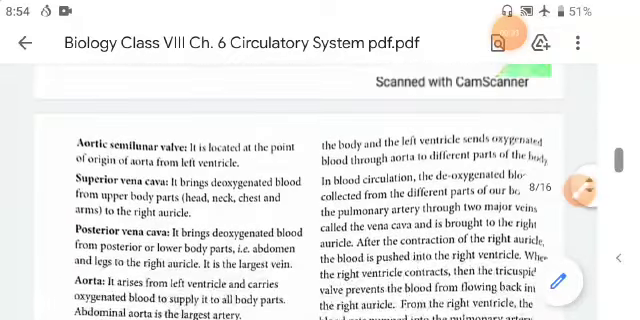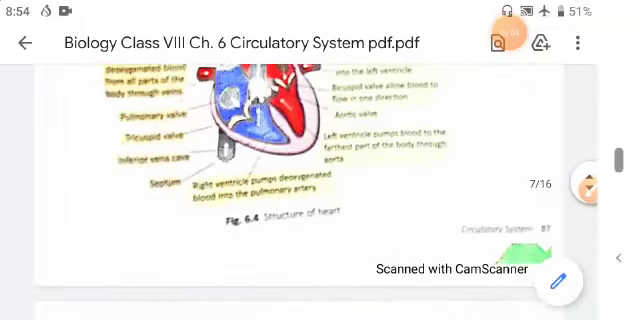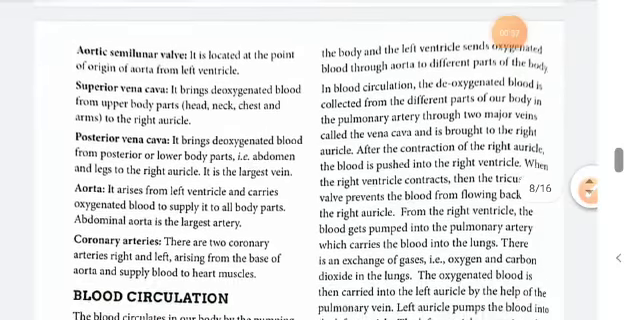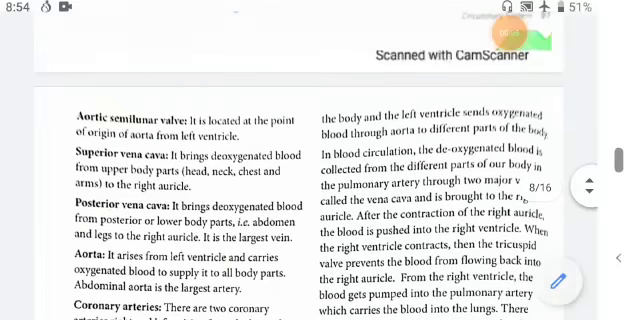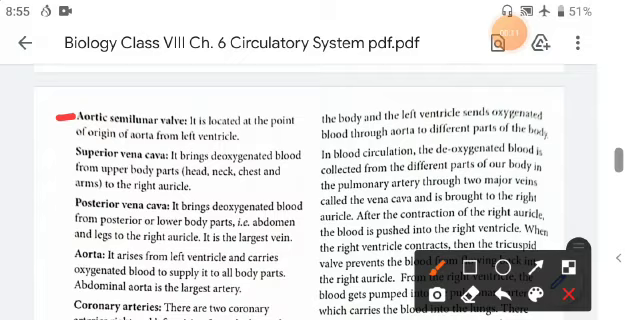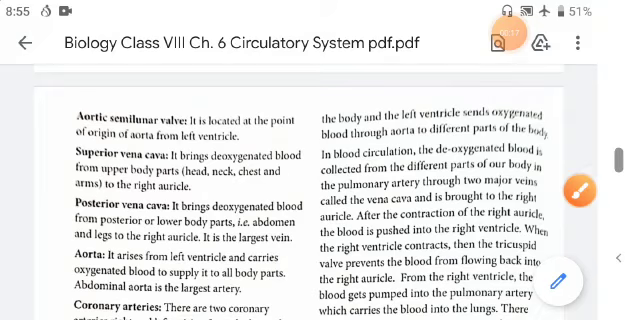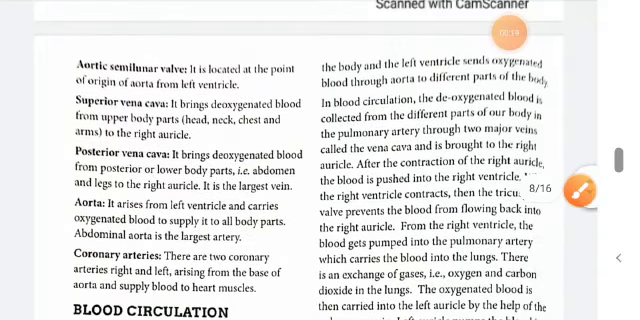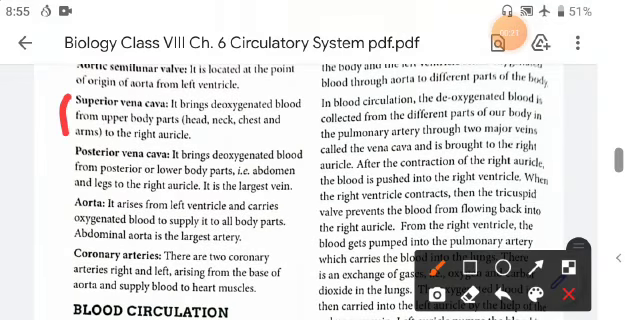In our previous video, we had discussed the heart and its function, and here a few terms we will discuss. First is the aortic semilunar valve. It is located at the point of origin of the aorta from the left ventricle. Now, superior vena cava. It brings oxygenated blood from upper body parts to the right auricle.